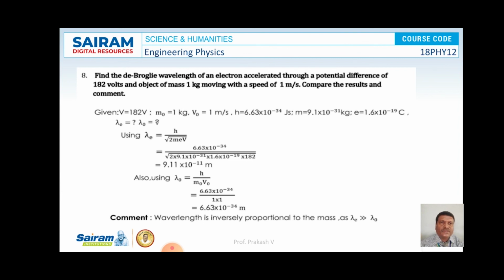The comment on this is that wavelength is inversely proportional to the mass. So here lambda E is very much greater than lambda naught. That is the comment. Thank you.